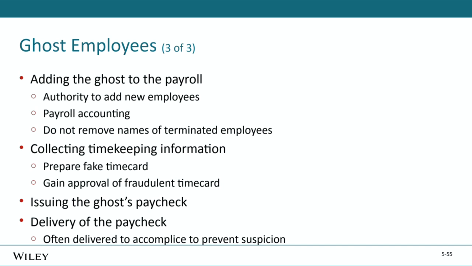Okay, so again, if you have the authority to add new employees, or just have the ability to add them without the authority, as this woman did, she did the payroll accounting. Okay, if she wanted to, when an employee got terminated, she could keep getting them paid. She could prepare fake time cards. She was the one who approved the time sheets, in this case, time cards. They weren't paychecks or pay envelopes, and would deliver it. Again, often delivered to an accomplice to prevent suspicion.